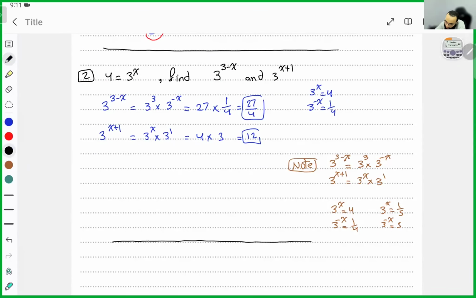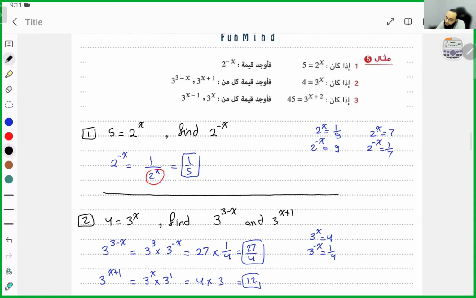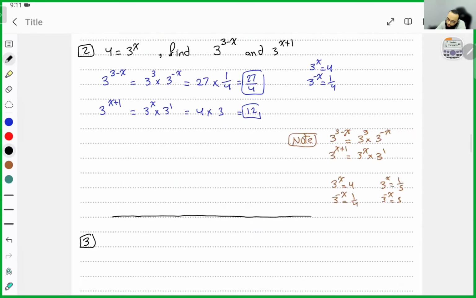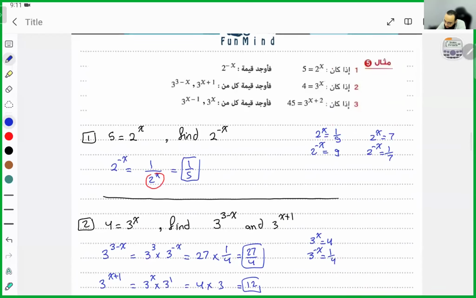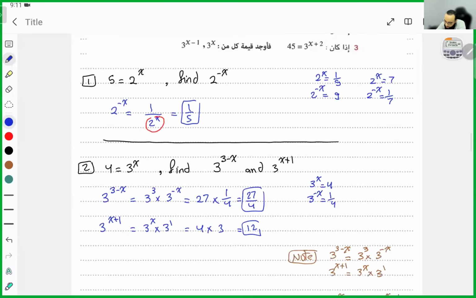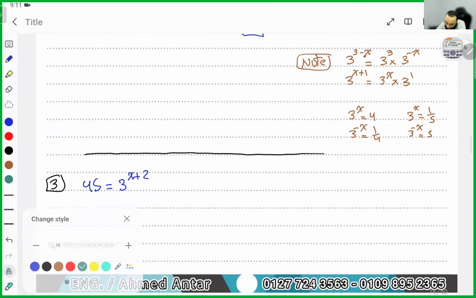And the next is very important also. 3 power of x plus 2 equals 45. So 45 equals 3 power of x plus 2. Okay? He needs what? He needs 3 power of x minus 1 and 3 power of x.